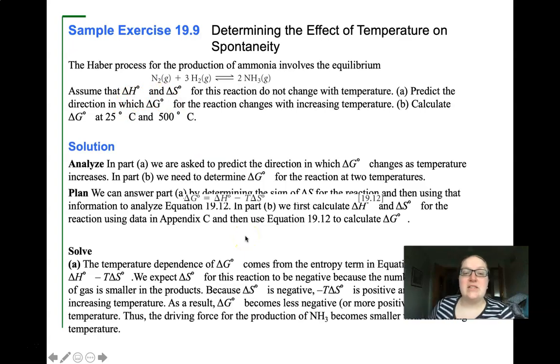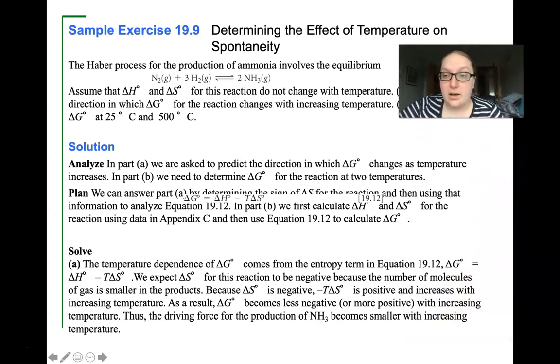All right, now let's look. This one says that delta G equals delta H minus T delta S is going to be our best friend. And what we're going to do is answer part A by figuring out the sign of delta S first. We can figure out delta S by a couple of different methods.